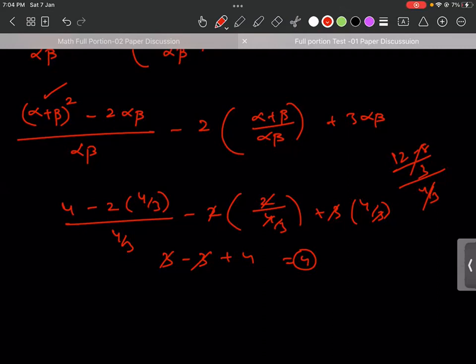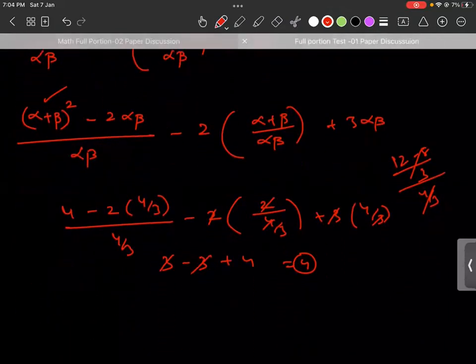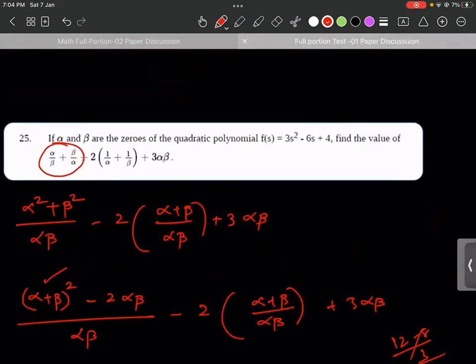Did you get 4? No, sir. I got 2. So they have written it as 8. And the subtraction and all, they've changed it into addition, and then wrote 8. Or not? Let me check it again. Plus 3 times alpha beta is 4 by 3. It gets cancelled. 3 and 3 are gone. So this step it is clear, no?